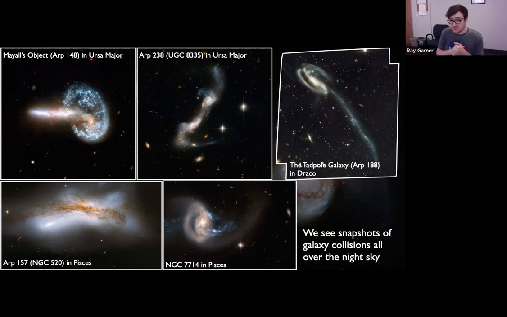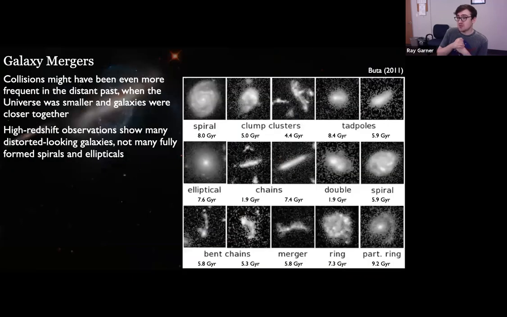And we think collisions might have been even more frequent in the distant past, when the universe was smaller and galaxies were closer together. And indeed, high redshift observations show many distorted-looking galaxies. Not many fully formed spirals and ellipticals. So here is a bunch of galaxies. The ages here tell us how young the universe was when these galaxies were formed.